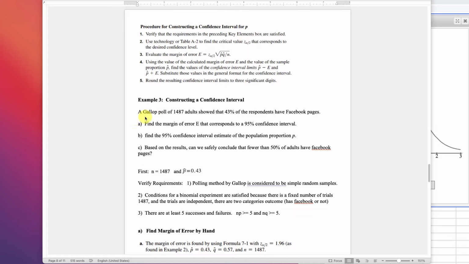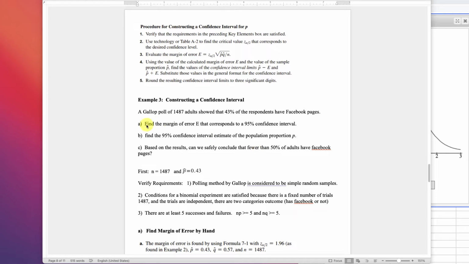Here we go. A Gallup poll of 1,487 adults showed that 43% of the respondents have Facebook pages. That was a poll of 1,487. That's only one poll. Find the margin of error that corresponds to the 95% confidence interval. Find the 95% confidence interval estimate of the population proportion p. And then based on the results, can we safely conclude that fewer than 50% of adults have Facebook pages?